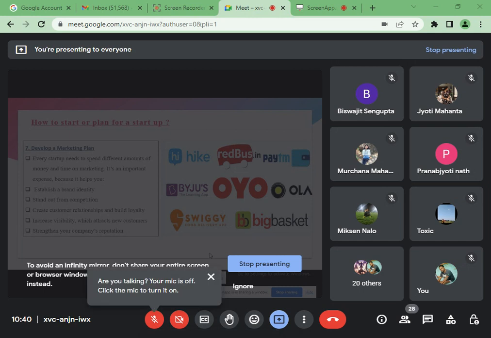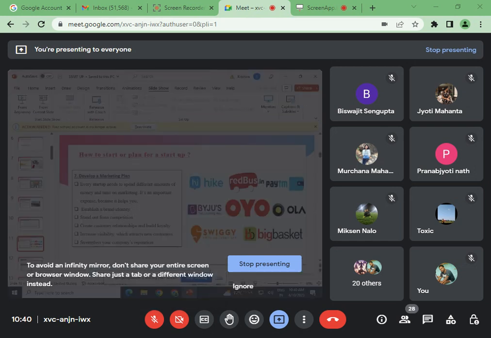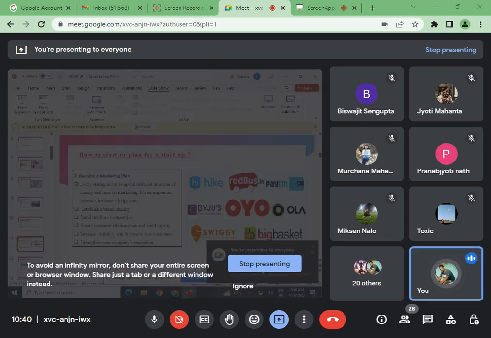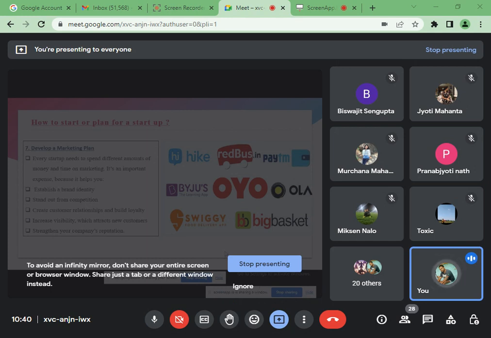Now, next we have number 7 point, developing a marketing plan. Every startup that has reached success has a marketing plan. Number 7 point is developing a marketing plan.